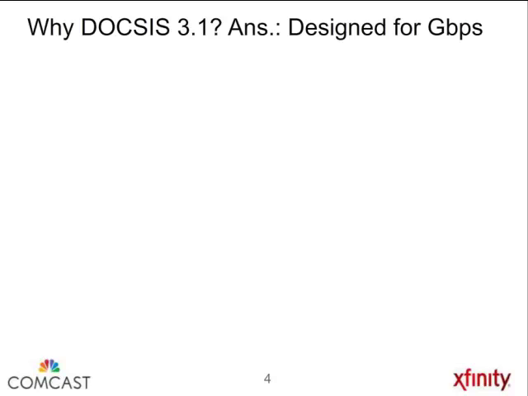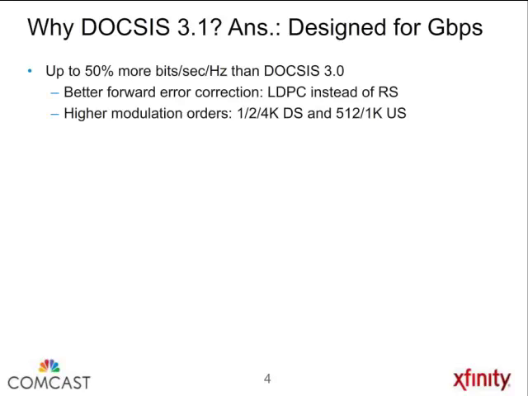Great, thanks, Mike. Good morning, everybody. So I guess the first question that you may wonder is why DOCSIS 3.1? What does DOCSIS 3.1 do that DOCSIS 3.0 or previous versions of DOCSIS doesn't do? And the answer is DOCSIS 3.1 was designed for gigabit per second service. While we can achieve gigabit per second capacity with DOCSIS 3.0, we can certainly provide with DOCSIS 3.1 gigabit per second service. And how do we do that?